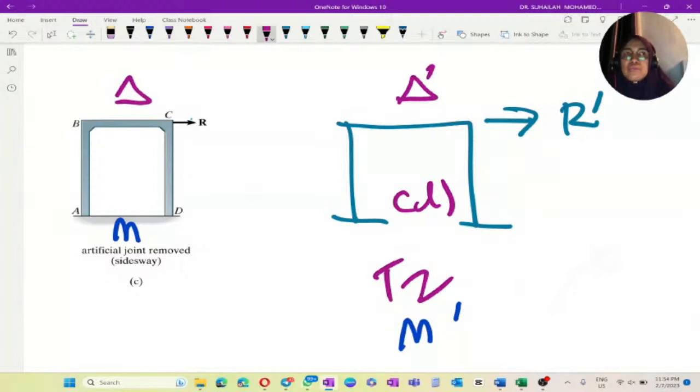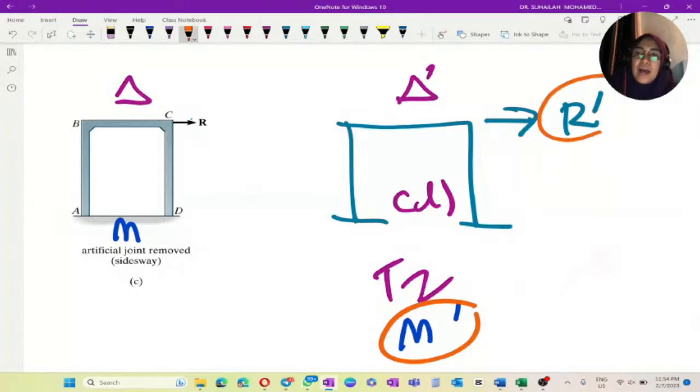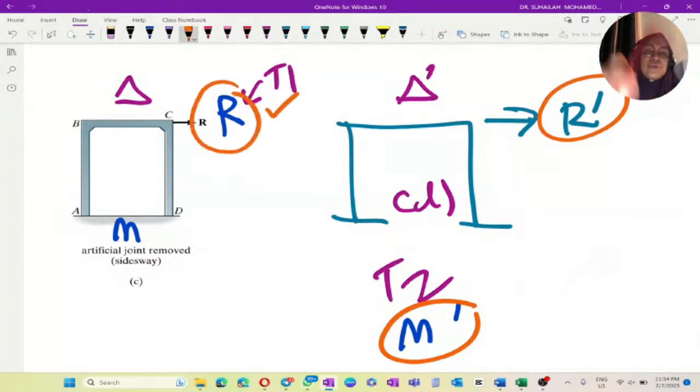Okay, so from table number 2, we actually calculate M prime, and from table number 2 also we calculate R prime. Okay, and in the C diagram we have the R value here that we get from table 1. This R we get from table 1, so this R is now a known value. So comparing these two diagrams, we get M as the unknown.